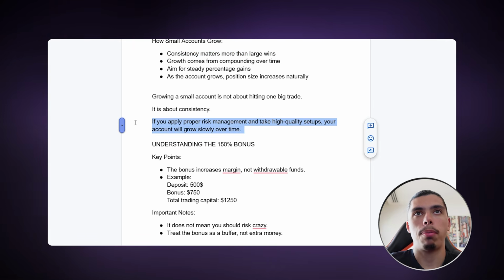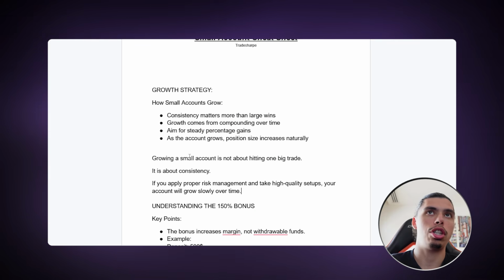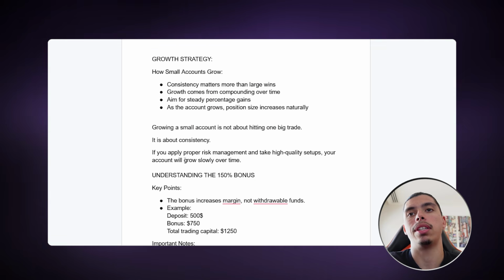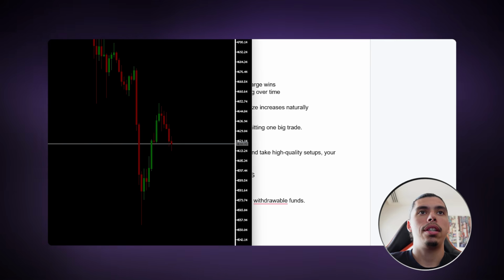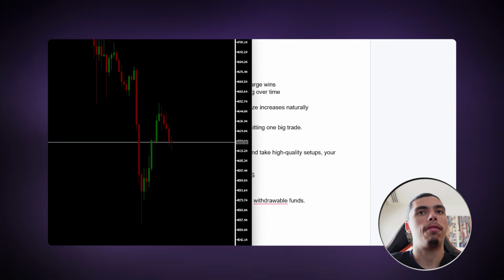And if you apply proper risk management and take high quality setups, your account will grow over time. All of this is in the sheet. I'm not going to read you every line because it's there for you guys, but I want to walk you through it so you guys are prepared and actually start growing your accounts and making money in the easiest way possible. So as you guys saw with the account that I'm using, there is 1,250 here but a 500 deposit.